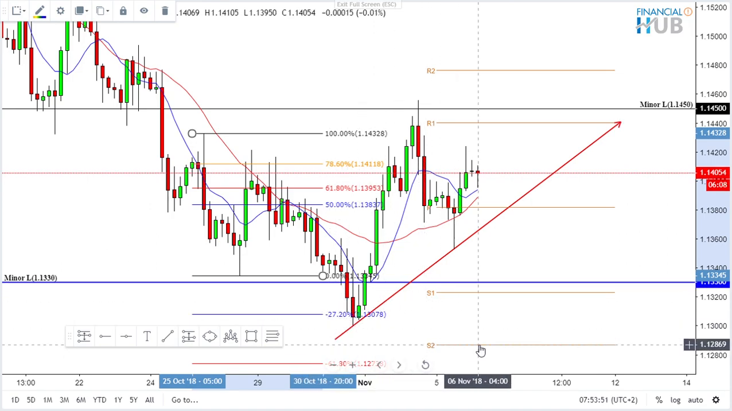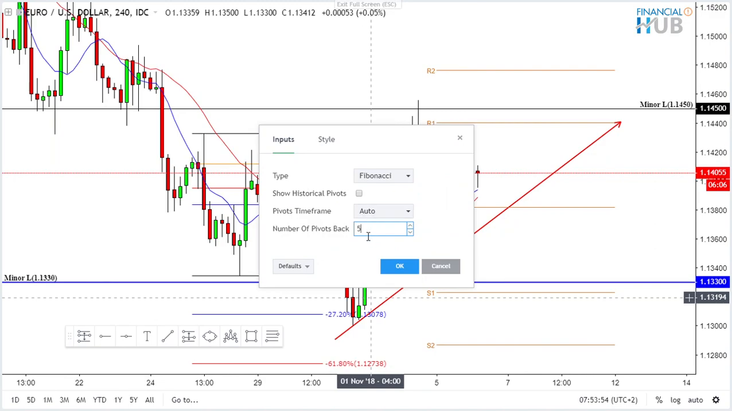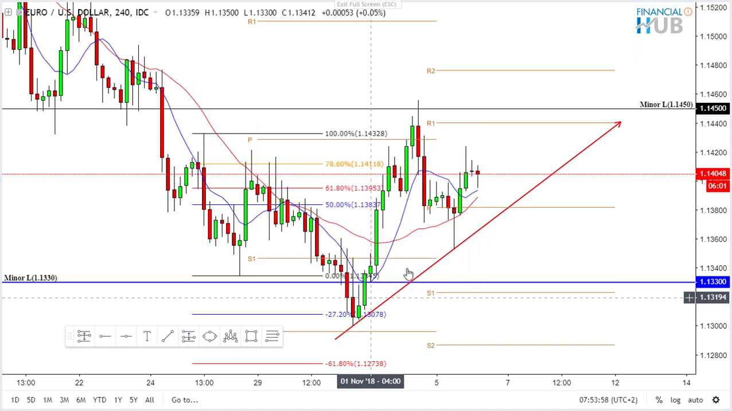And if I place the past pivots, I'm sure you guys will be able to see that was also a previous pivot point. So you can see we were capped by S2 before going higher.